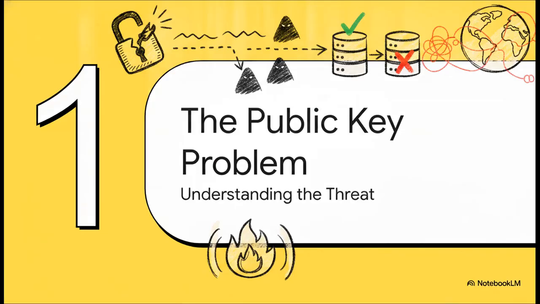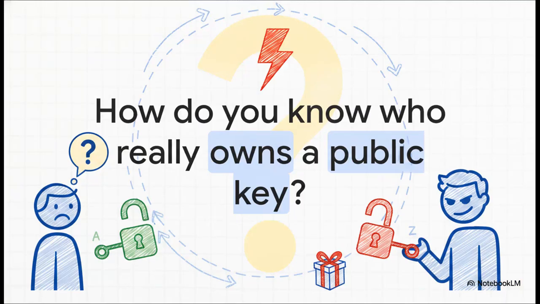Section 1, the public key problem. Right, so before we can truly appreciate the solution, we have to deeply understand the threat. When we're building distributed systems, microservices, or web apps, we are constantly establishing secure connections over the internet. And let's be honest, the internet is a network that is fundamentally insecure. We rely on asymmetric cryptography, right? Where every server has a private key that's kept completely secret and a public key that's meant to be shared freely. But this creates a massive vulnerability.